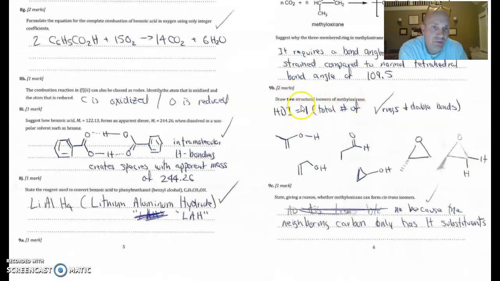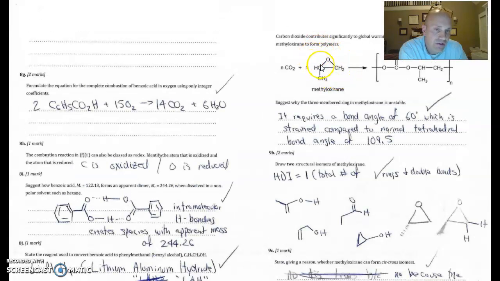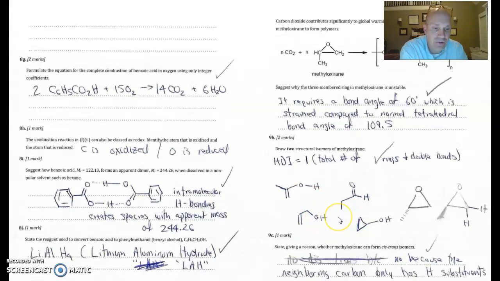So, two structural isomers. When you look at that structure right there, you should realize there's a ring in it, and so it would have a total hydrogen deficiency index of 1, and that's the total number of rings and double bonds. So just draw a molecule and realize it's going to have at least one double bond or one ring. Here are a couple of examples of things that you could do there.